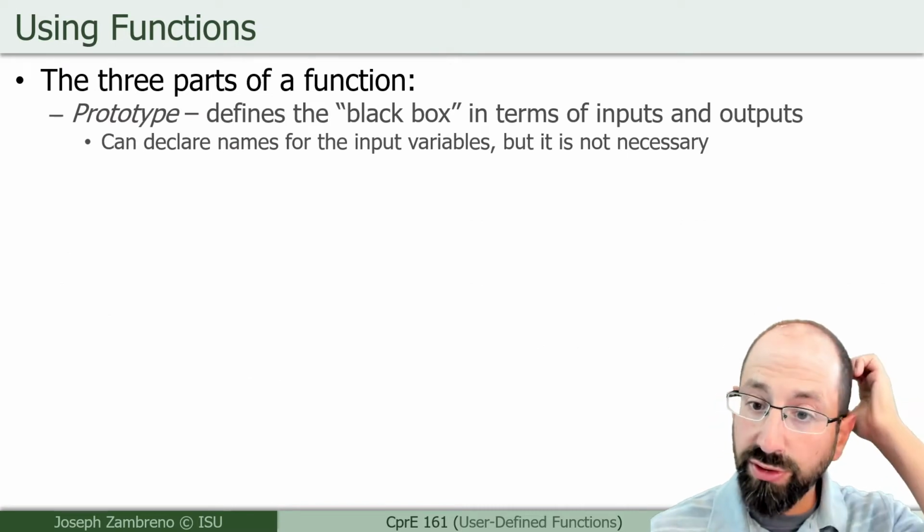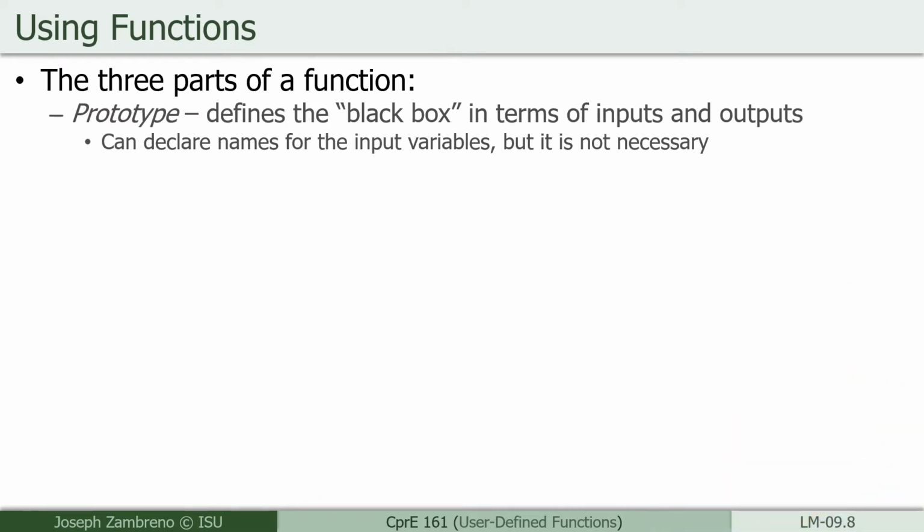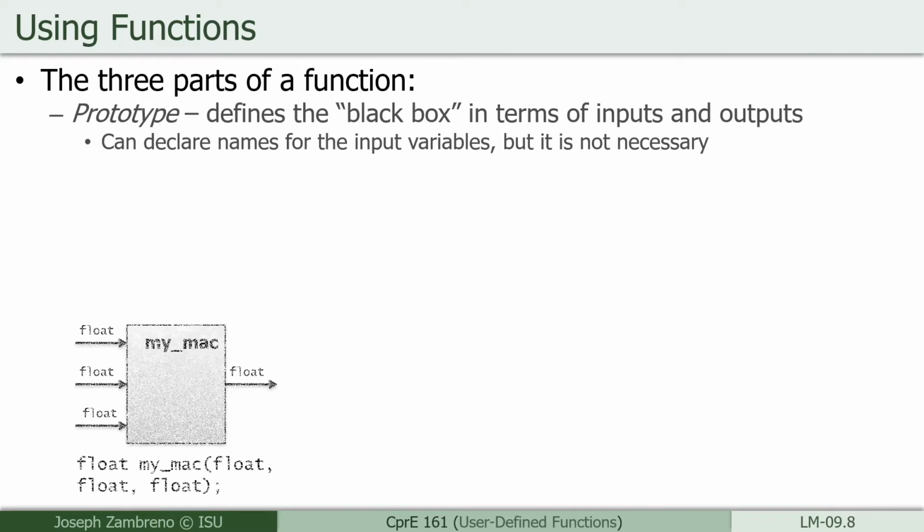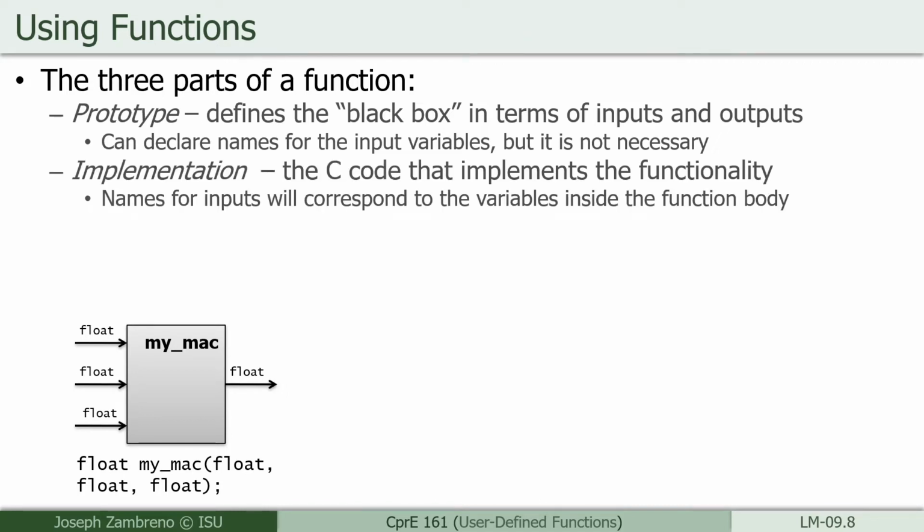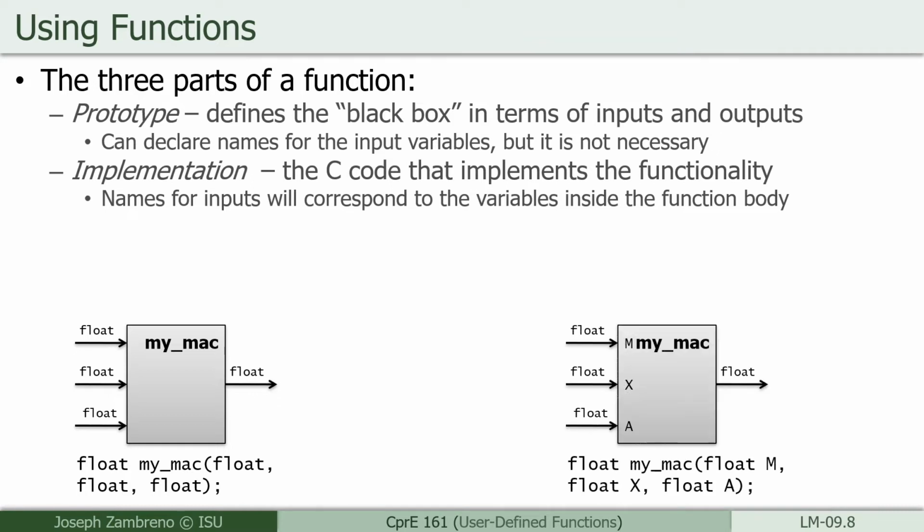So I think we got this, right? These are the 3 main parts of the function. There's the prototype. You can think of this as the definition for the inputs and outputs, the black box, the interface for this. We can declare the names of the variables, but we don't strictly need to. So that's the black box for myMac. 3 inputs, 1 output, all of type float for this example. There's then the actual implementation, right? The C code that's doing the actual work of the control flow, the looping, the arithmetic required to get a valid result for that function once it is called. Those input names will then correspond to the variables that are valid inside the function body.